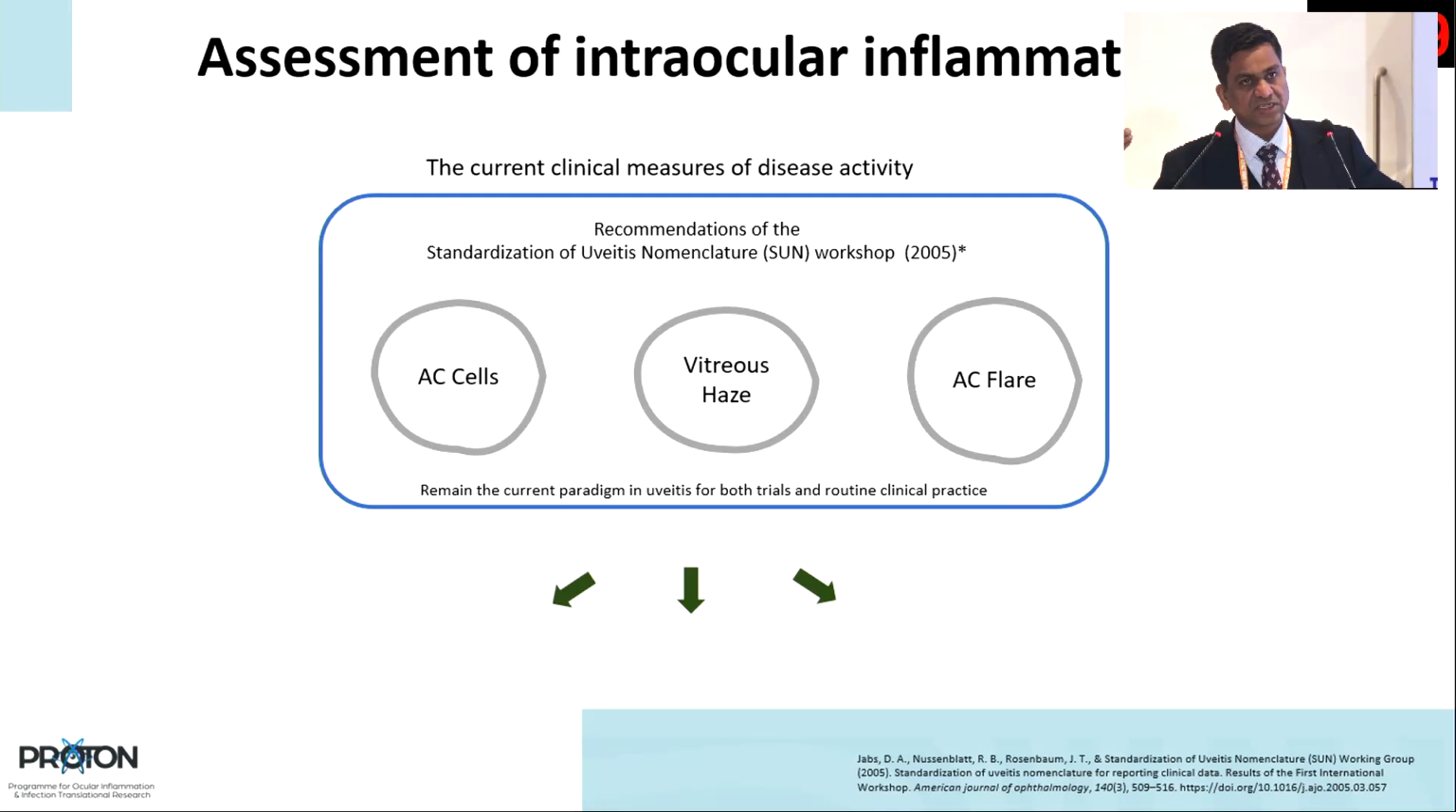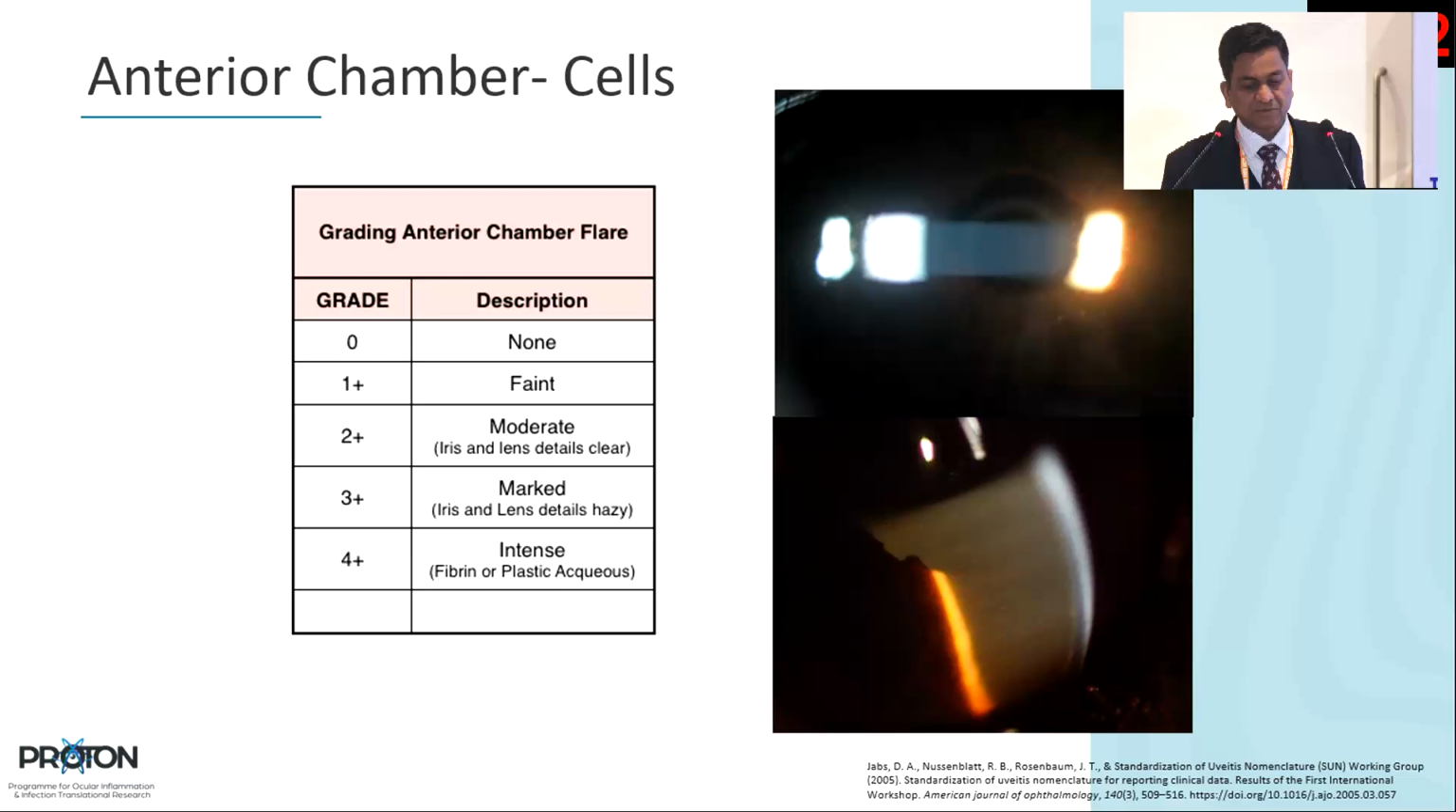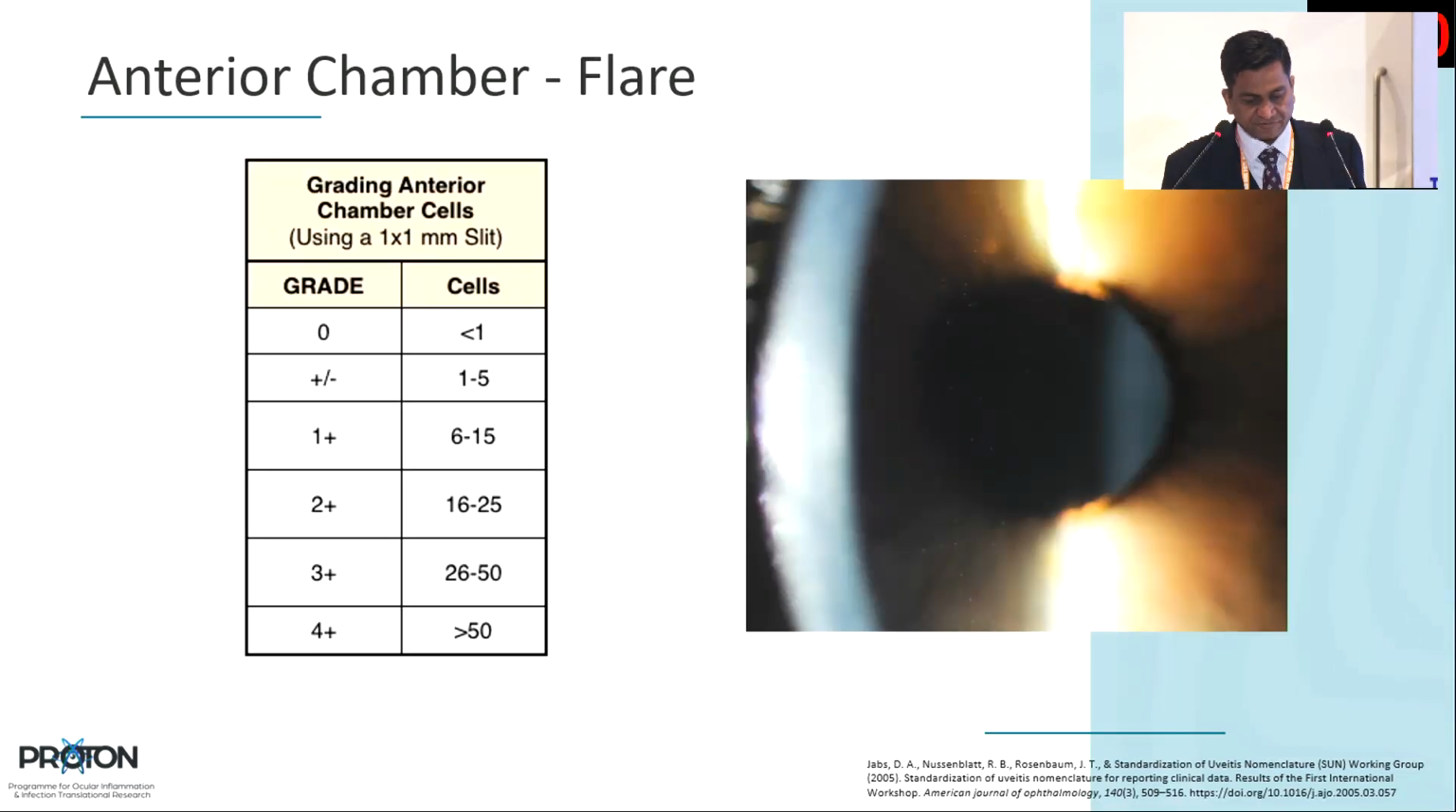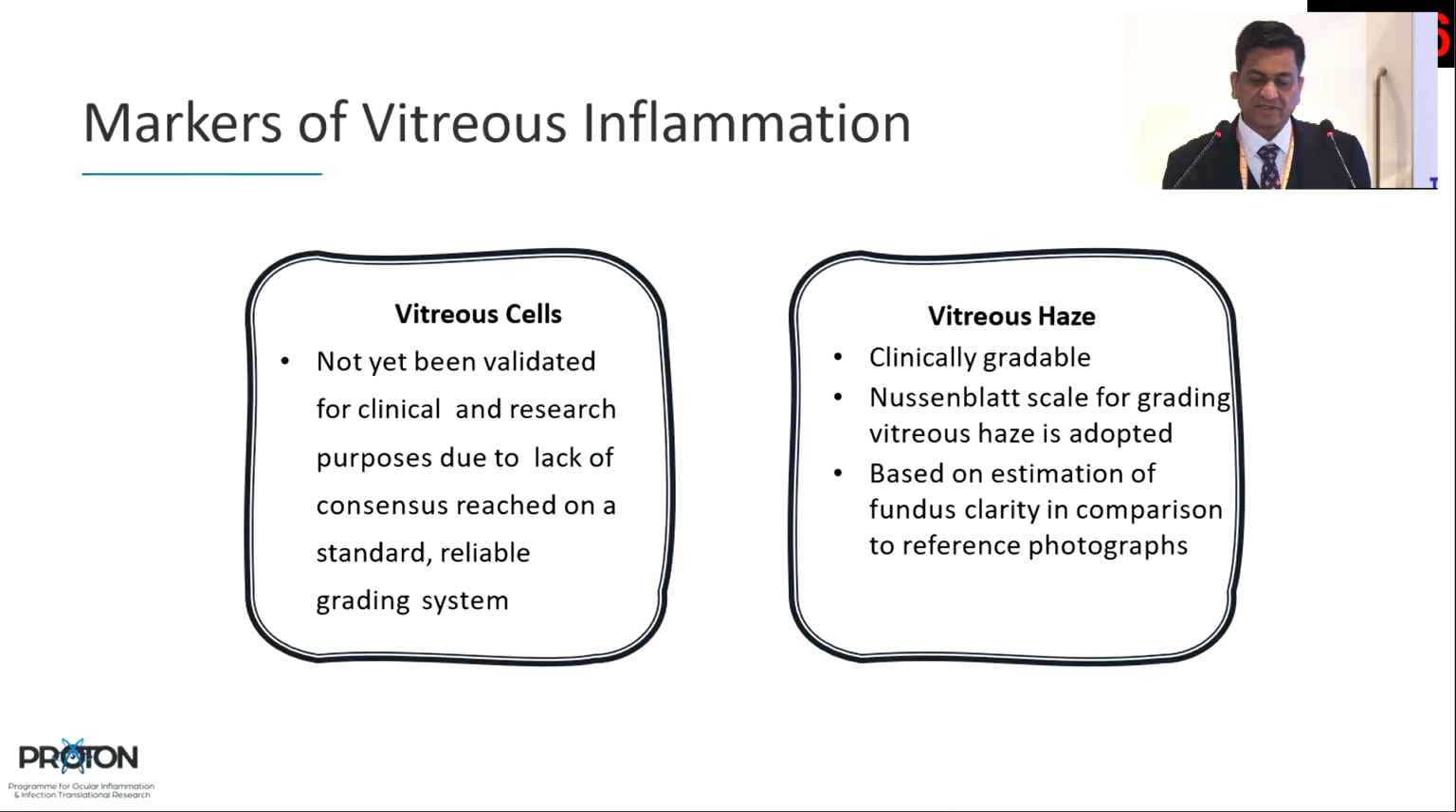So you want to assess AC cells or inflammatory cells, vitreous haze, or AC flare, or any kind of inflammation, whatever is happening from front to the back. But these are the three standard guidelines given by SUN: AC cells, vitreous haze, and AC flare. So this is about the AC cells. This is about the flare, which I think all of you know, and different gradings have been there, and then there has been some attempt about the vitreous inflammation.